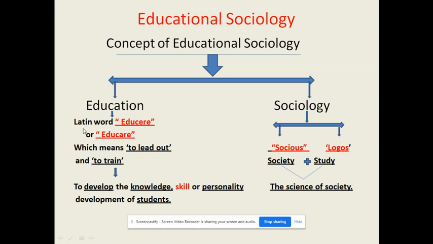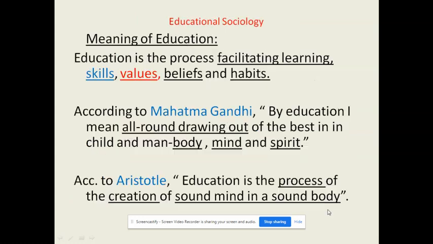The word education came from the Latin word educere or educare, which means to lead out and to train. Etymologically, it means to develop the knowledge, skill or personality of students. Sociology came from the Latin word socius and the Greek word logos. Socius means society, logos means study. So etymologically, sociology means the science of society.